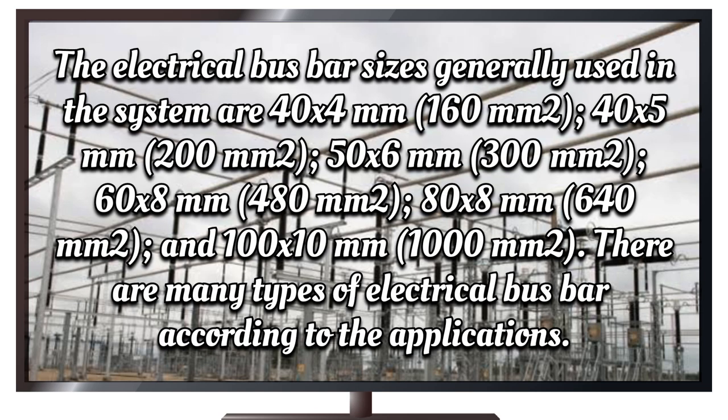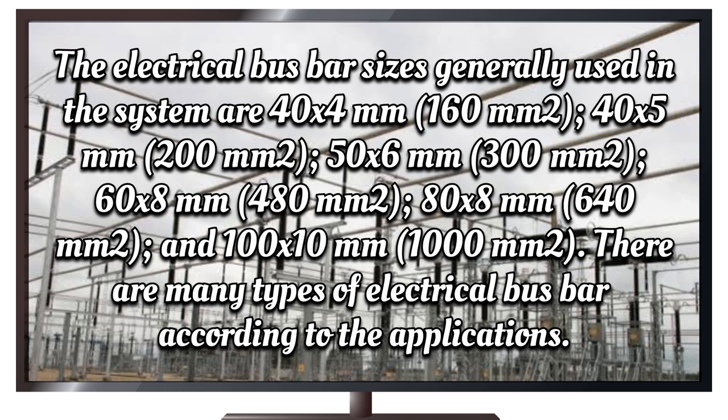The electrical bus bar sizes generally used in the system are 40 by 4 mm, 160 mm; 40 by 5 mm, 200 mm; 50 by 6 mm, 300 mm; 60 by 8 mm, 480 mm; 80 by 8 mm, 640 mm; and 100 by 10 mm, 1000 mm.